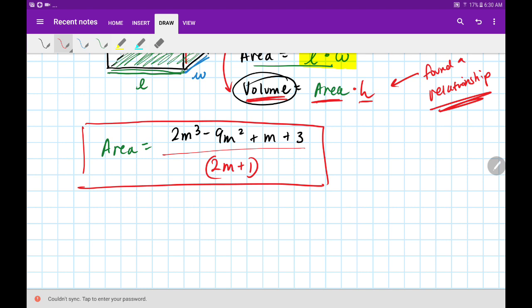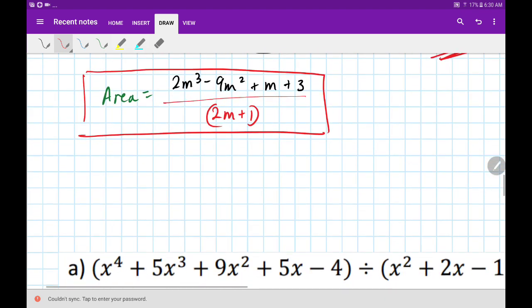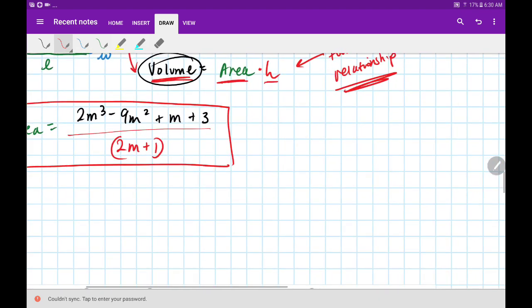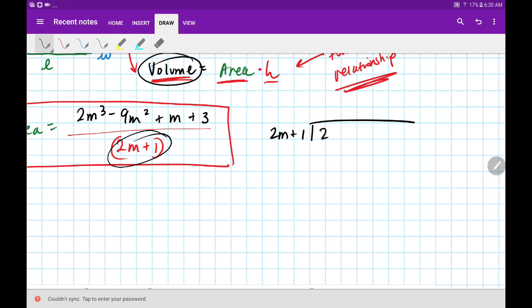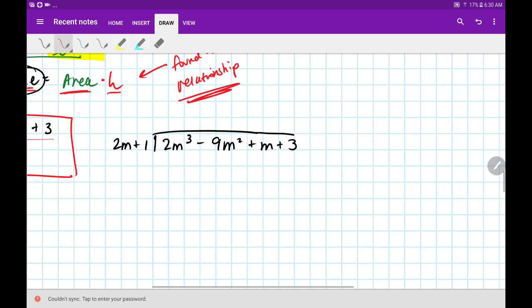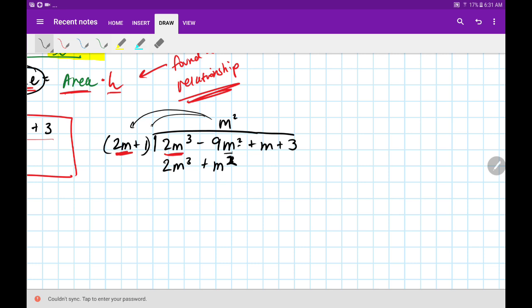It would be really nice if that was our answer, but we actually have techniques now to simplify this. So I'm going to go over to the side and use my long division. Remember, our divisor goes outside, and the long polynomial goes inside. We will approach this like we've done with the last two. I have a 2m, I need a 2m cubed. 2m times what gives me 2m cubed? That's m squared, and I'm lining it up with the other m squared like term. I'm going to distribute it into both. So that's 2m cubed, and then m squared times plus 1 is plus m squared.